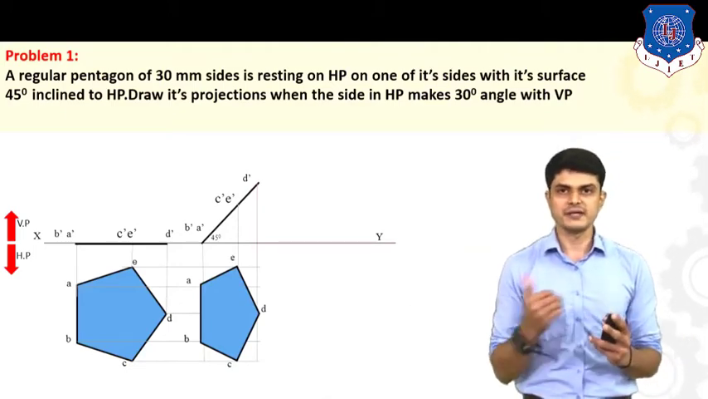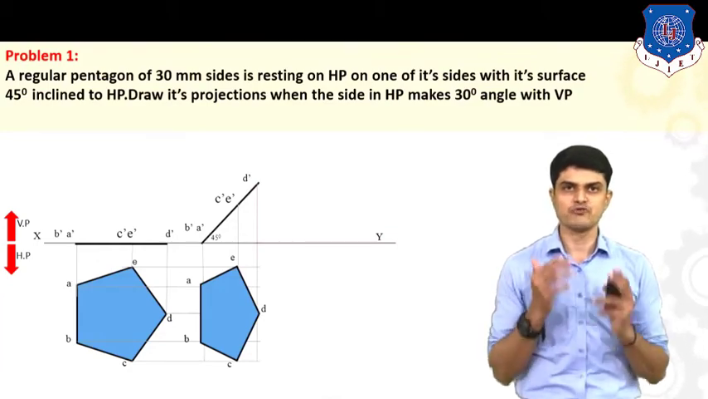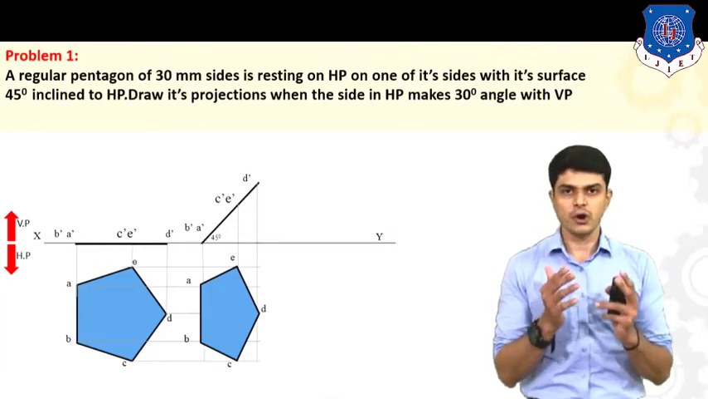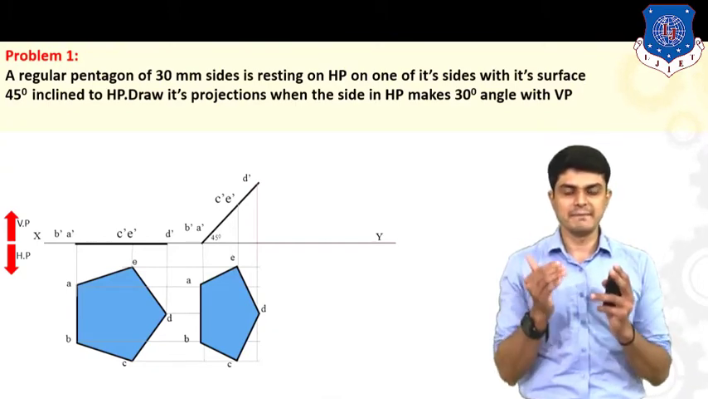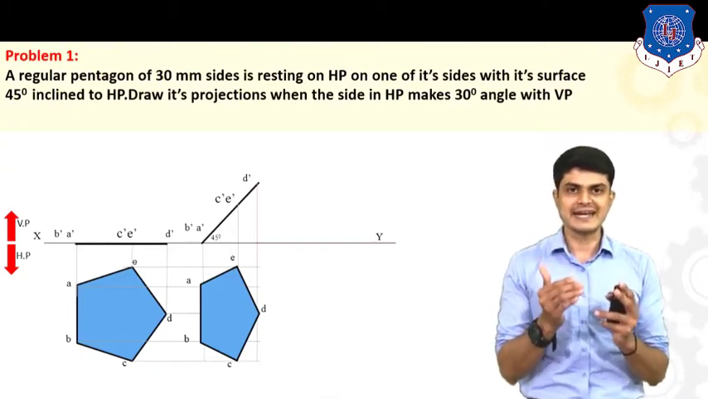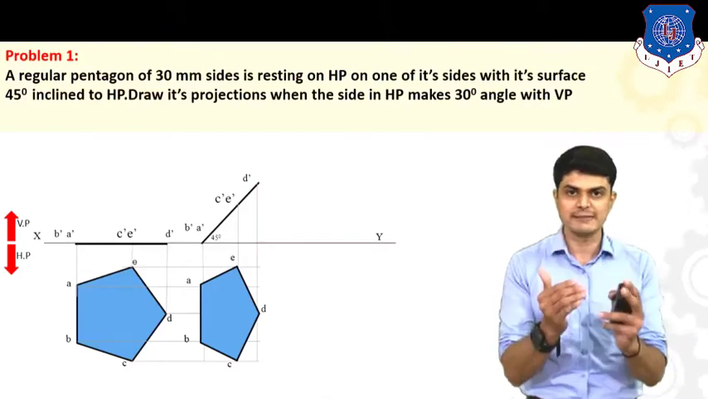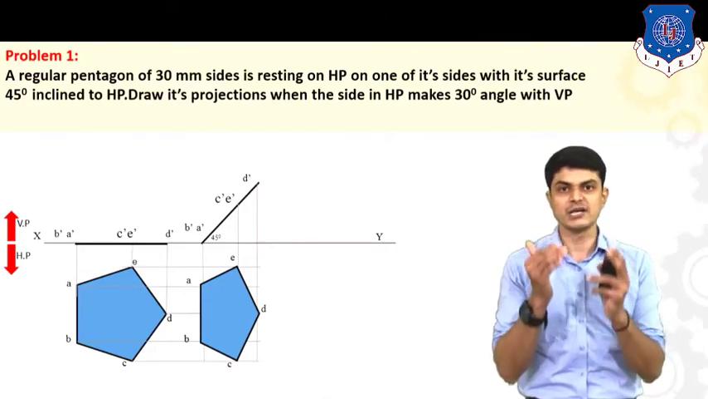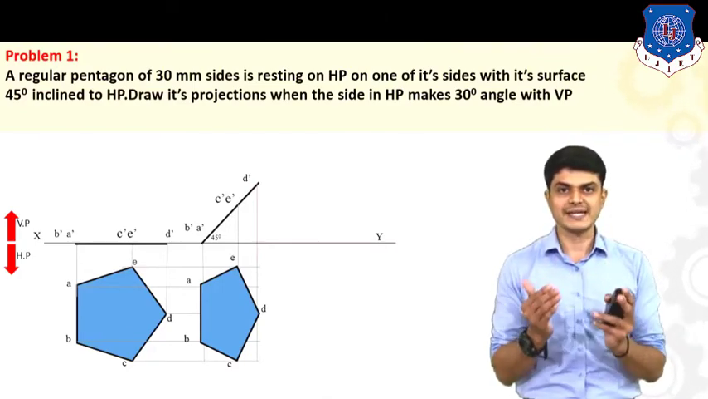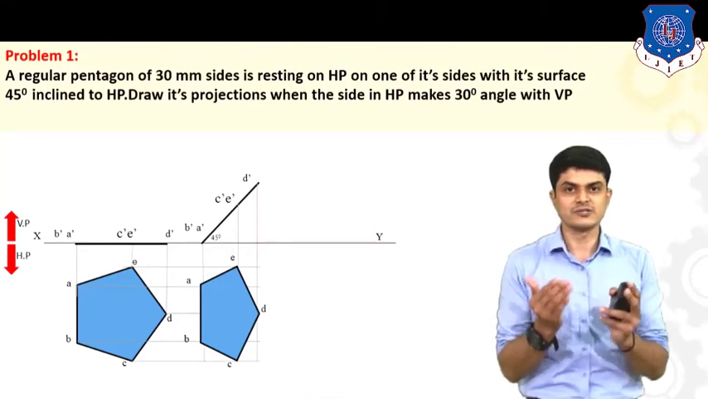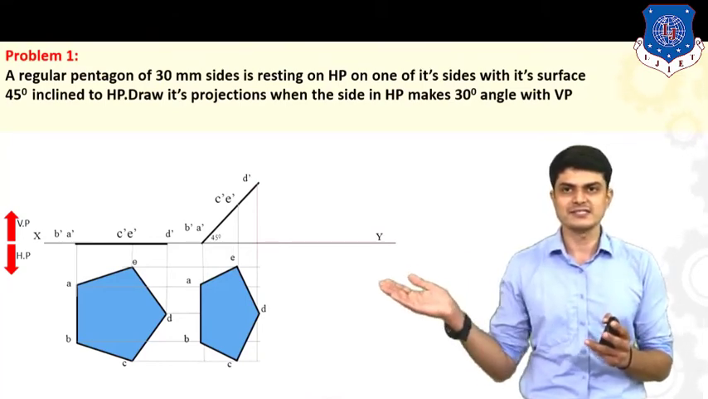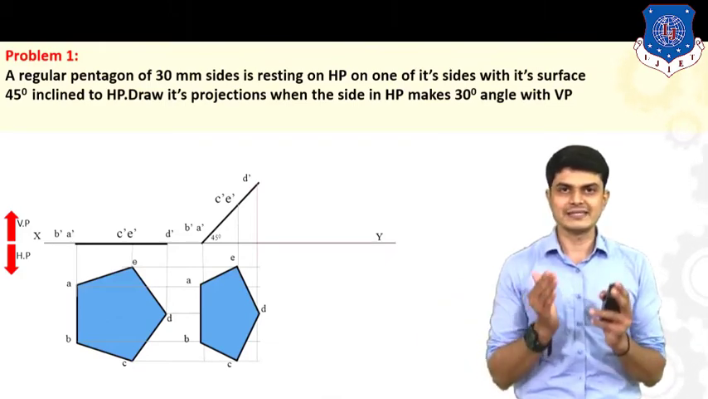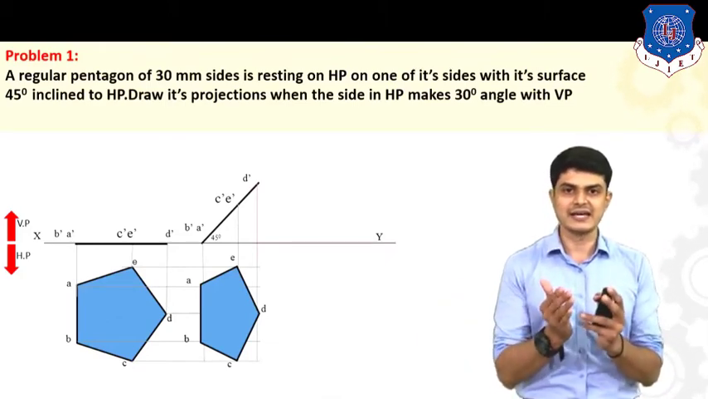So we have completed a second condition. Now let us come to a final condition, which draws its projections when the side in HP makes 30 degrees to VP. Side in HP means we are talking about the same side on which it is resting on HP. So what is the side it is resting on HP? It is on the left hand side, right? So let us find out on the left hand side what is the side, which is AB. So we should incline this AB side at 30 degrees incline to VP.